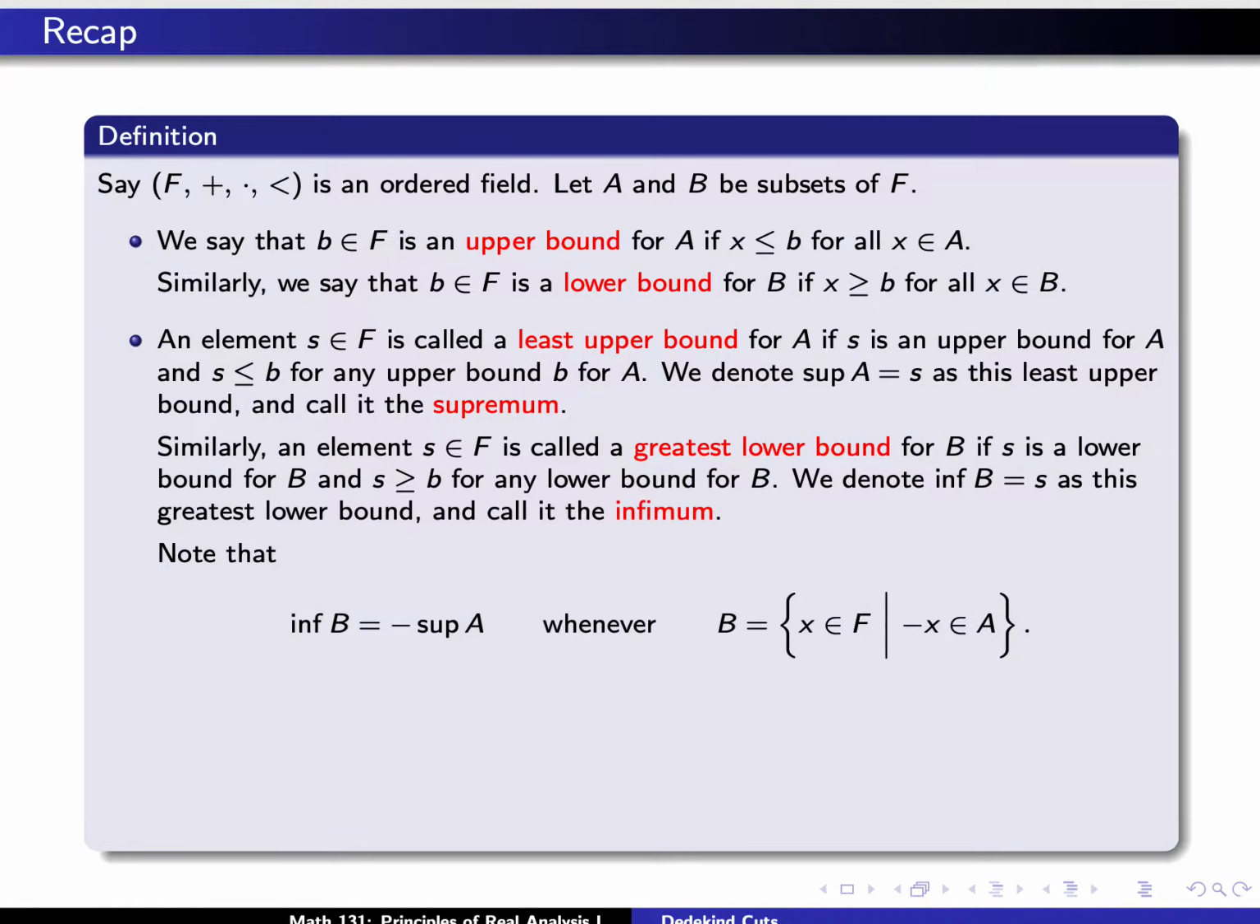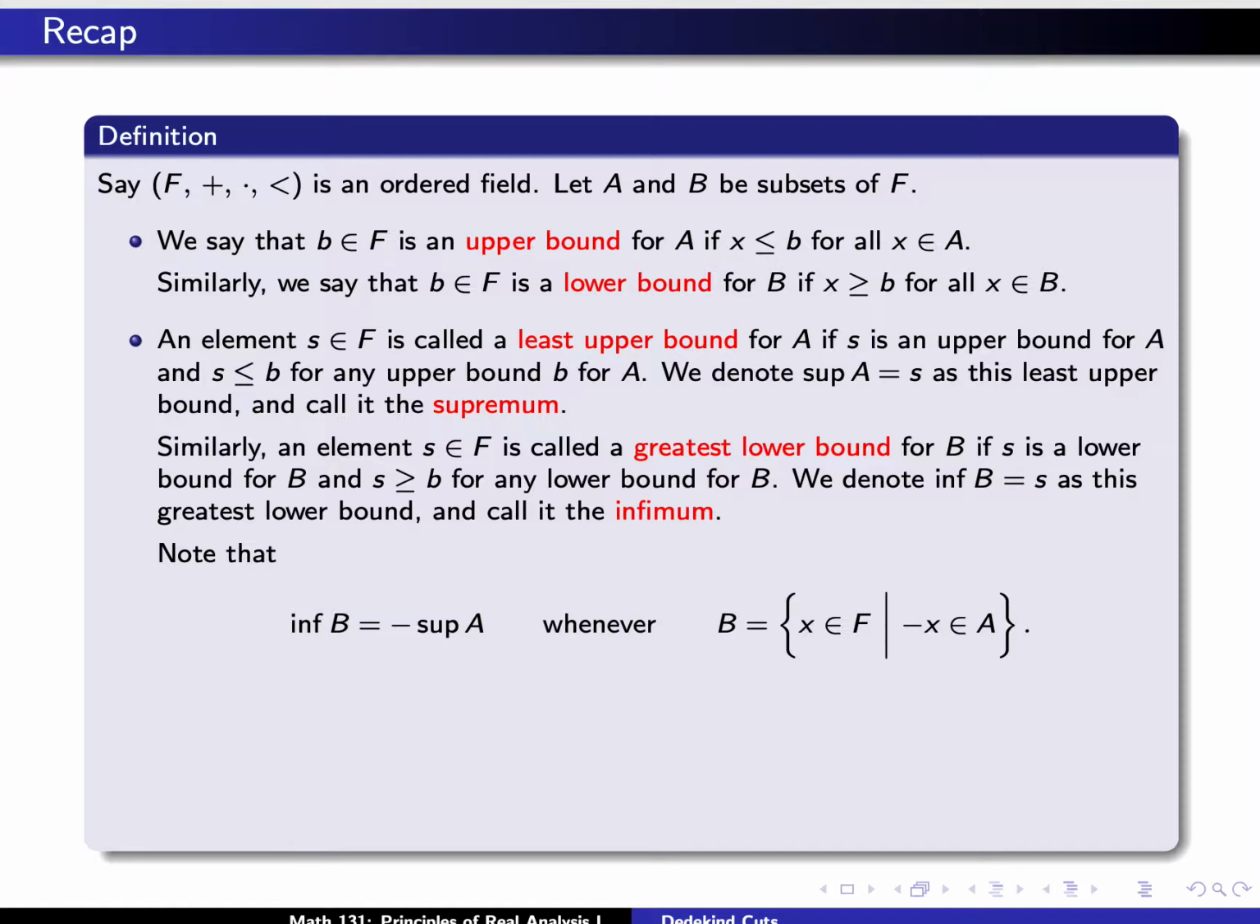An element S is said to be a least upper bound for the set A if two things happen. 1. S is an upper bound for the set A, and 2. S is less than or equal to b for any other upper bound b for the set A. We'll denote S as sup A, called the supremum of capital A.